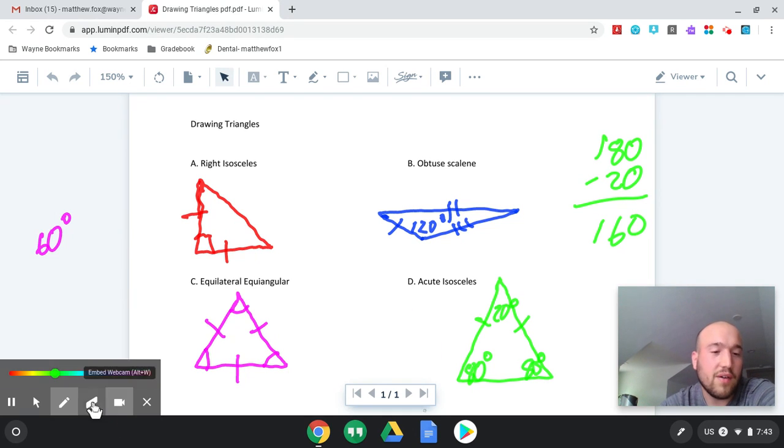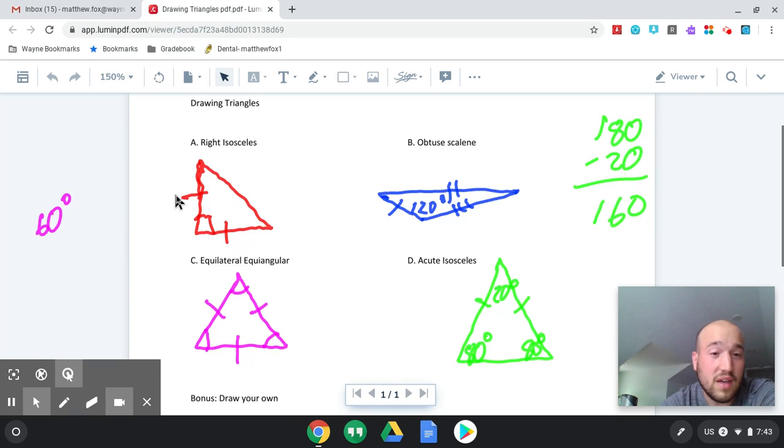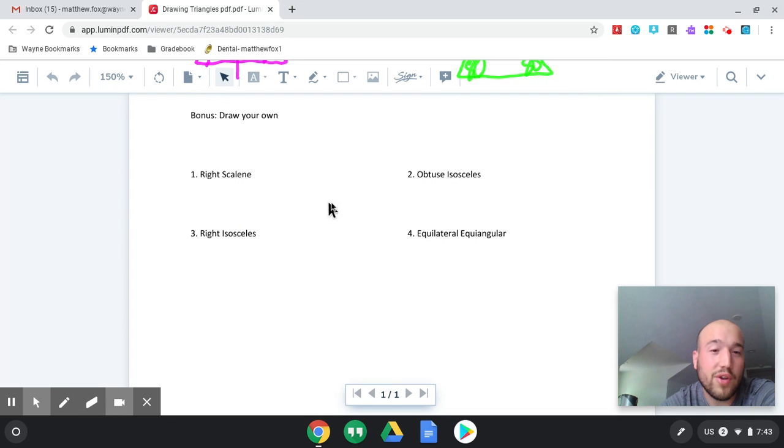Now, if you want the extra credit, down here we have four more for you. Right scalene is number 1. Obtuse isosceles is number 2. Right isosceles is number 3. And equilateral equiangular is number 4. Get some paper, or if you have a computer, you can use Paint. If you want to do it on your phone, that's fine. Make sure you number them 1, 2, 3, and 4, and then draw a picture for me.